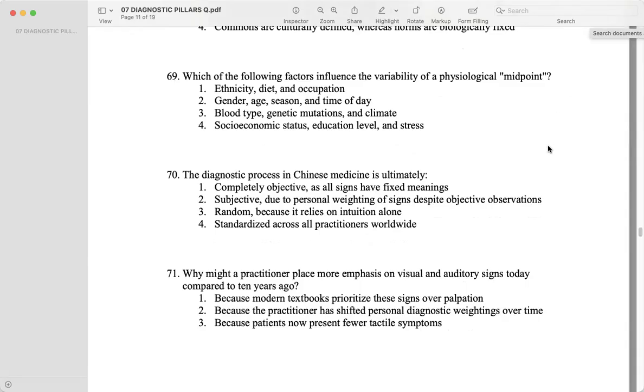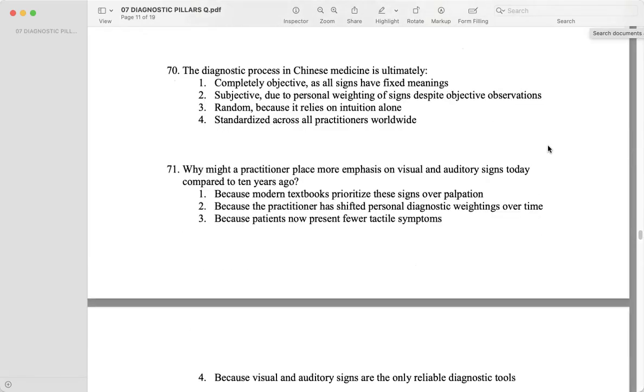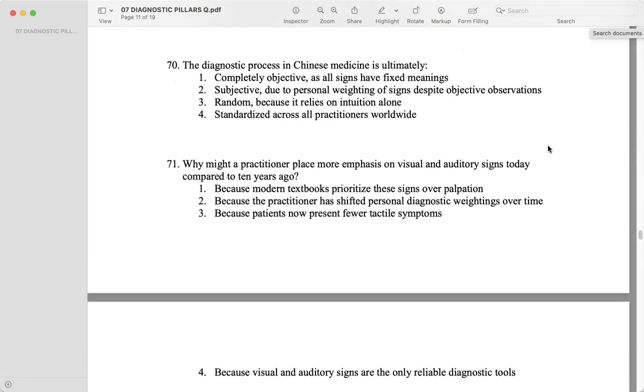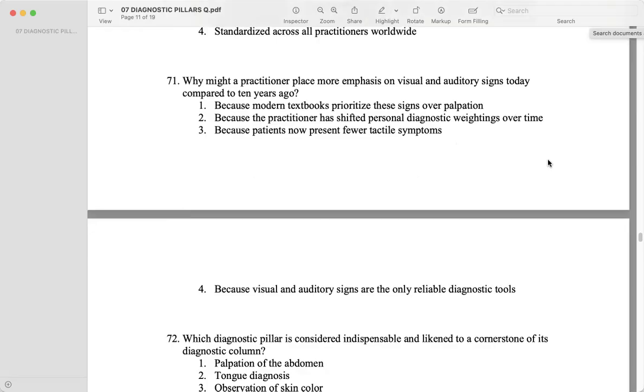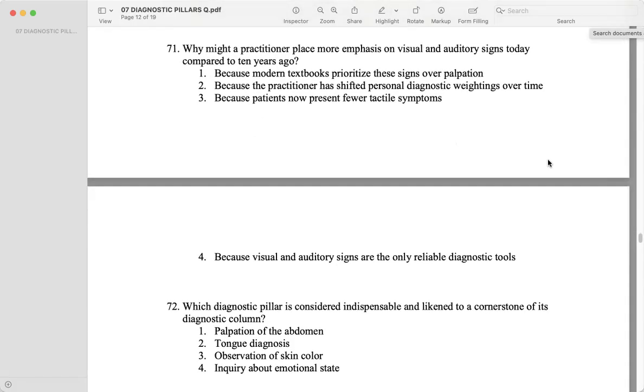Okay, number 2, right? Yes, number 2. The diagnostic process in Chinese medicine is ultimately subjective due to personal weighing of signs despite objective observation. Why might a practitioner place more emphasis on visual and auditory signs today compared to 10 years ago? Because the practitioner has shifted personal diagnostic weighings over time.